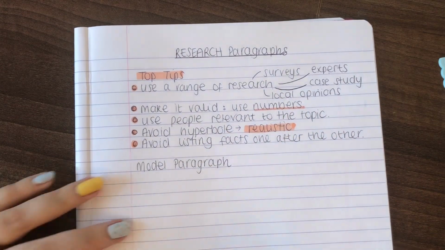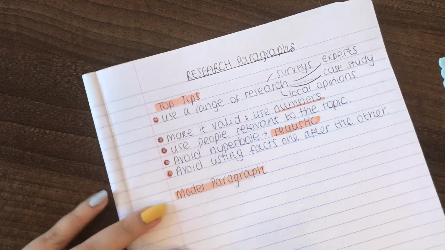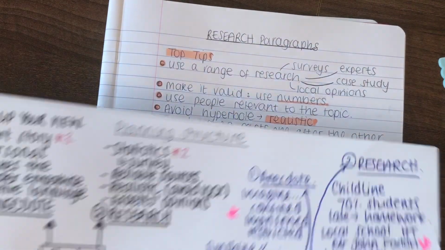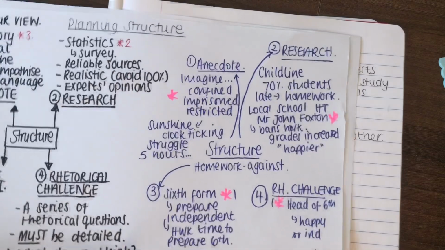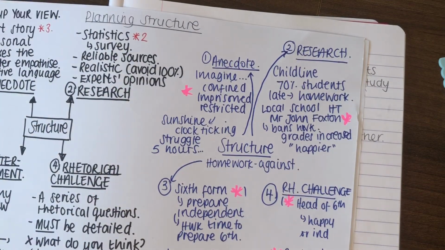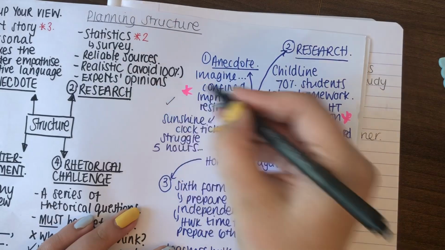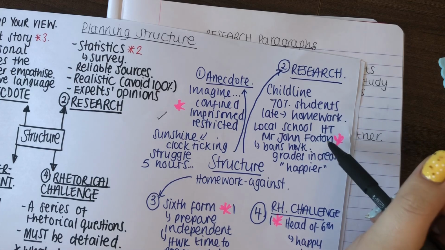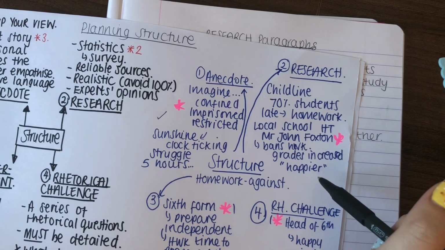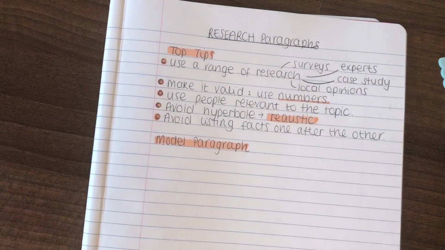Now, a reminder that for these videos I am using the example plan from the very first video, the second video actually, that goes through the planning process, and the question was in the first video about homework, which is a past exam question. So I've done this one now, haven't I? So I'm moving on to my research. I've mentioned something about Childline, I've mentioned something about a local school head teacher banning homework and grades increasing. So those are 2 of the things that I definitely want to include. There are other things I might want to weave into the story.